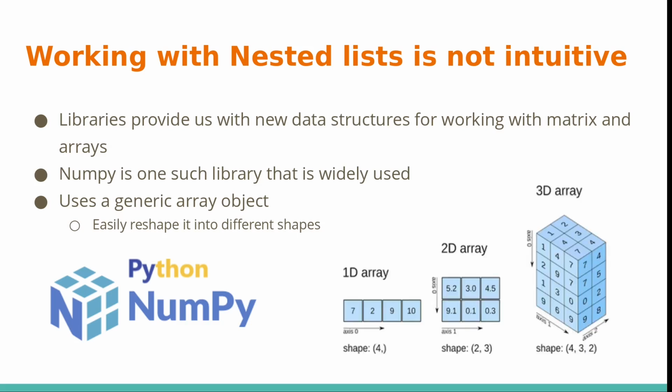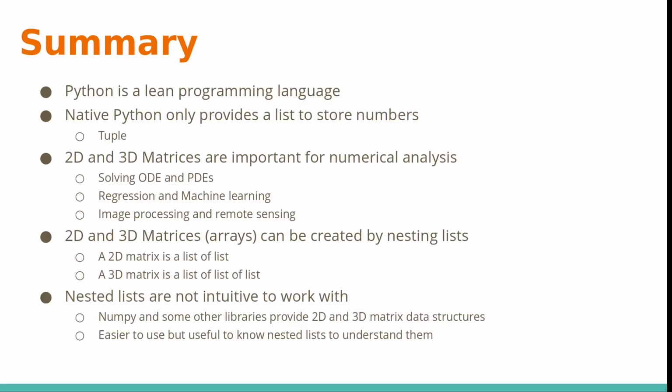NumPy stands for numerical Python, and NumPy gives us a variety of different objects, such as the 1D array, the 2D array, and the 3D array, which we can use to store lists, matrices, and multidimensional arrays, and we can reshape them from one way to another, making our calculations much easier. So in summary, native Python only provides us with a list. If you want to get 2D and 3D matrices, which are important for a wide range of applications, you have to create these data sets by nesting lists.